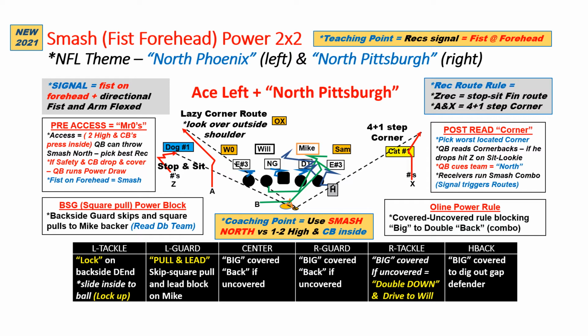The X here now will run a 4 + 1 step corner here. Again, slow to at the start. So again, if we want that one-on-one matchup, we can take that also. Great isolations, easier for the high school level.